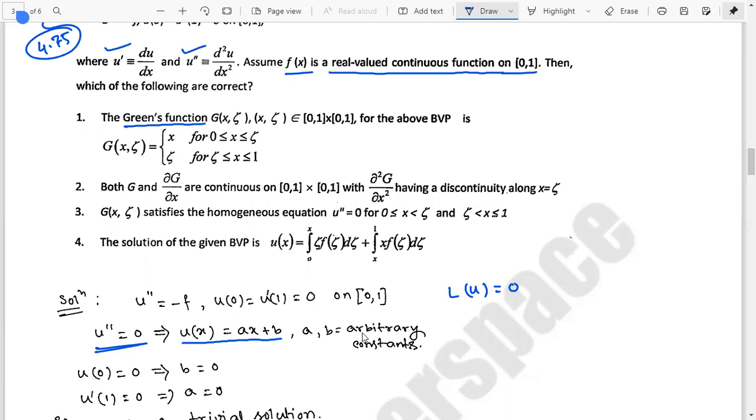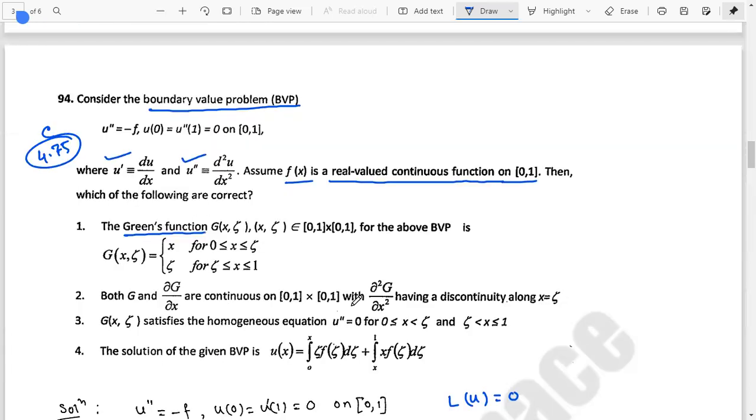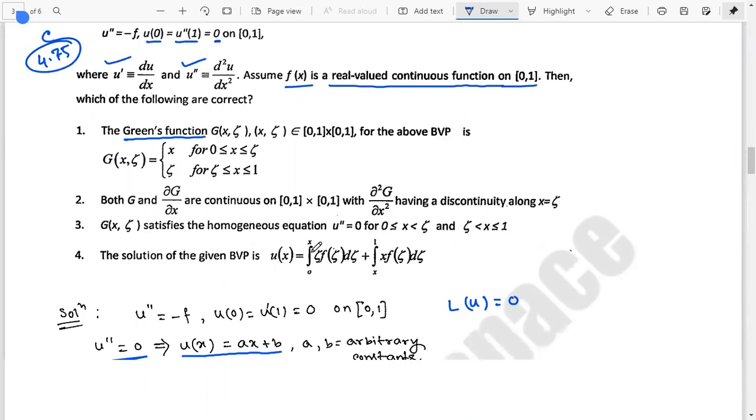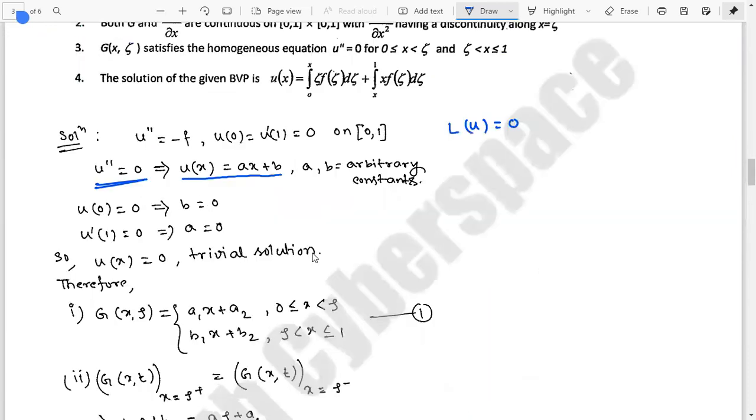Now, if you use the boundary conditions, u(0) = 0 and u''(1) = 0, you will get the trivial solution u(x) = 0. This is the trivial solution.